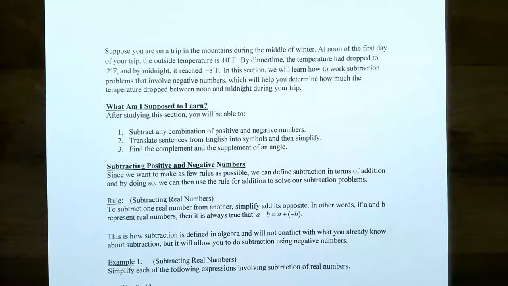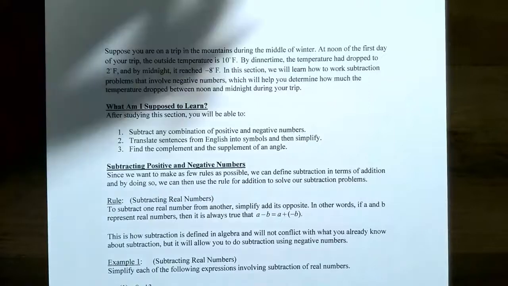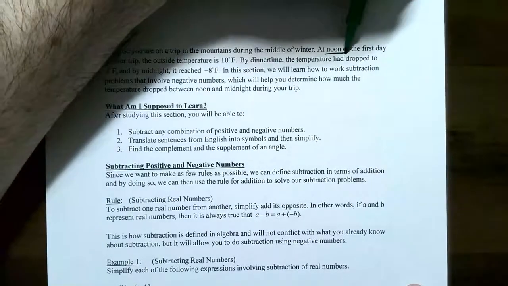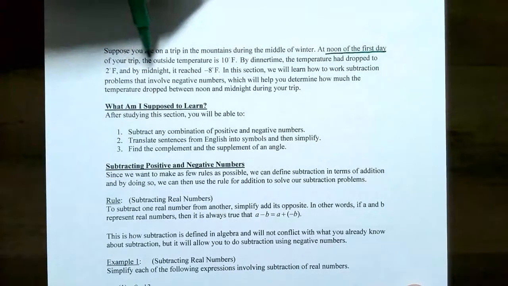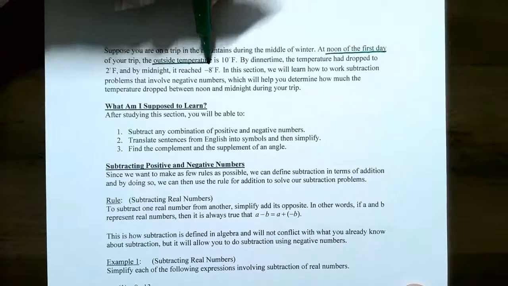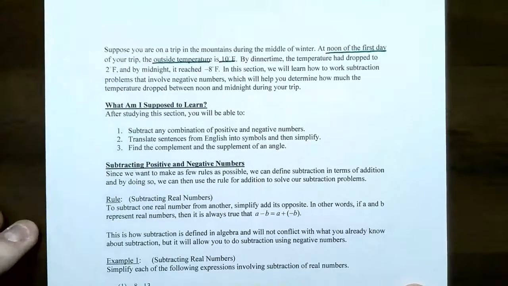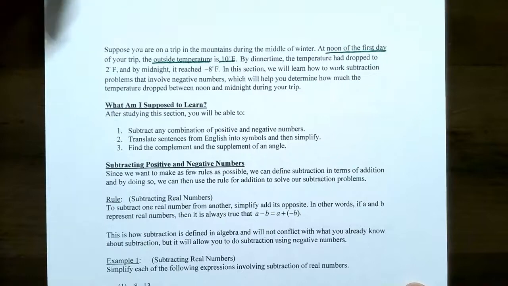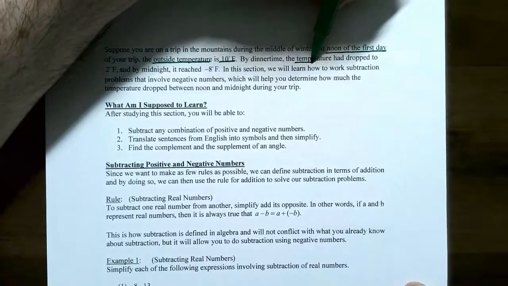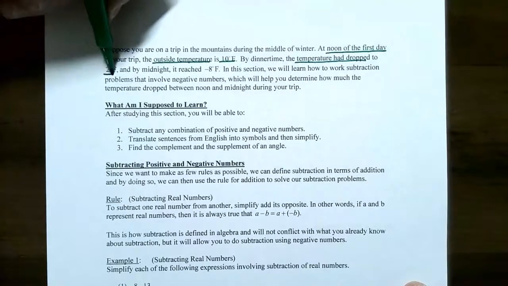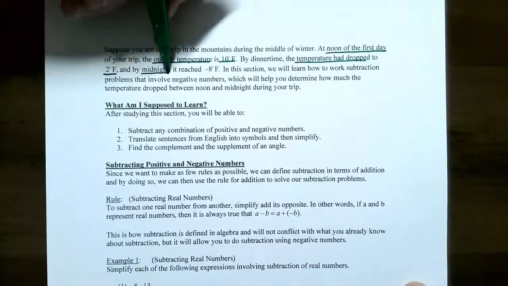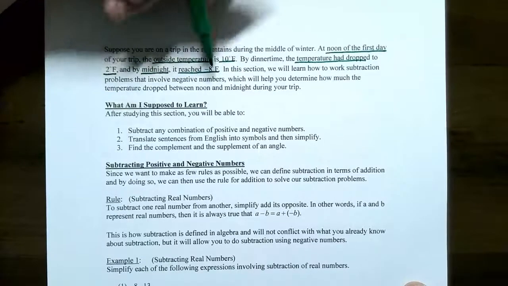Suppose that you're on a trip in the mountains during the middle of the winter, at noon of the first day of your trip. The outside temperature is 10 degrees Fahrenheit. But by dinner time, the temperature had dropped to 2 degrees Fahrenheit. And then by midnight, it had reached negative 8 degrees Fahrenheit.